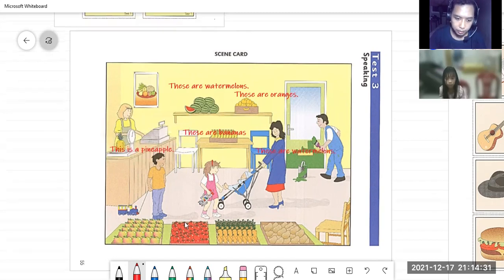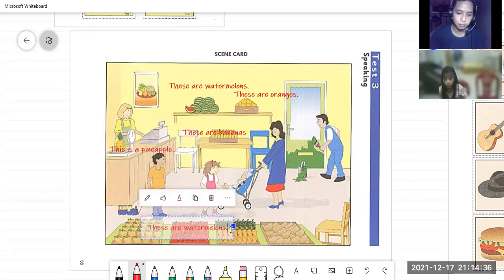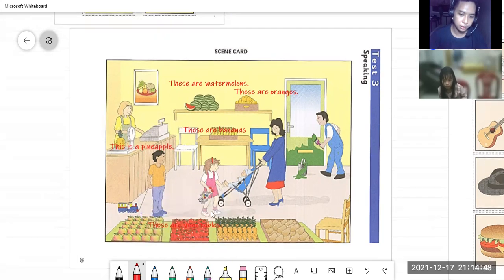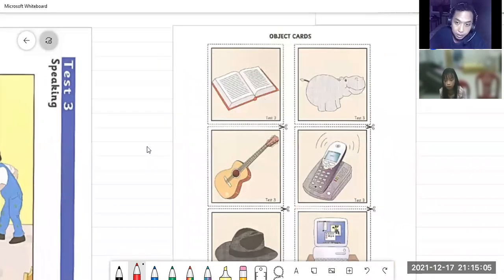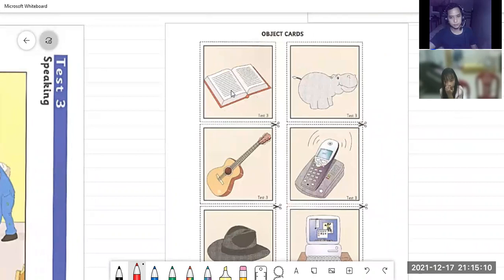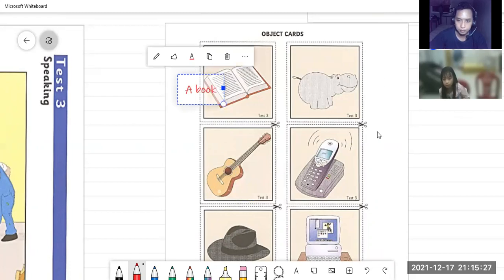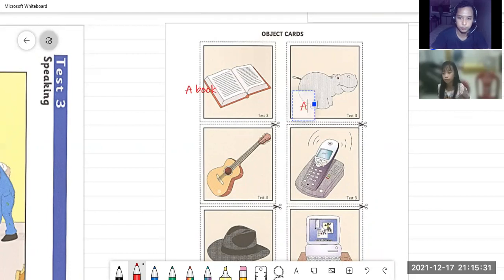What are these? These are vegetables. Can you say these are vegetables? Okay, very good. Okay, next, the last one. What is this? It's a book. A book. Okay. This is a hippo. A hippo. Very good.